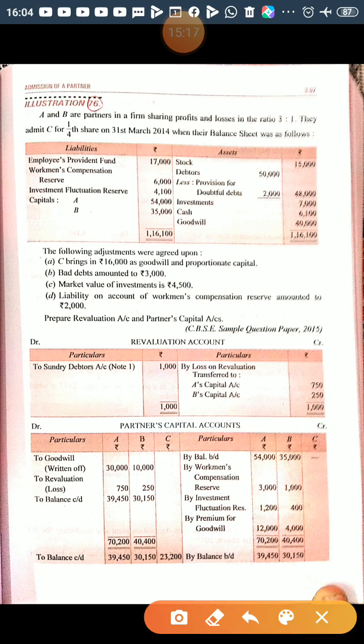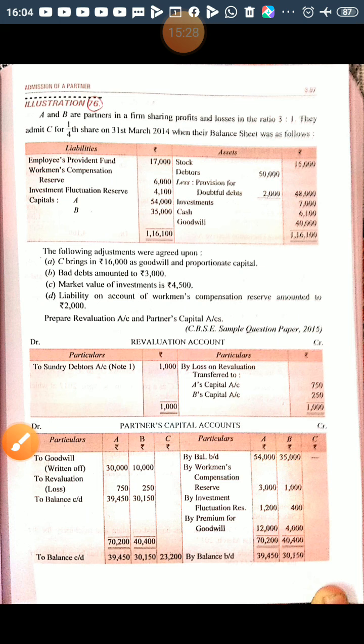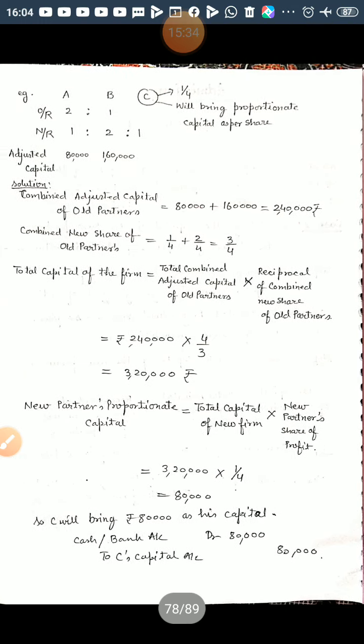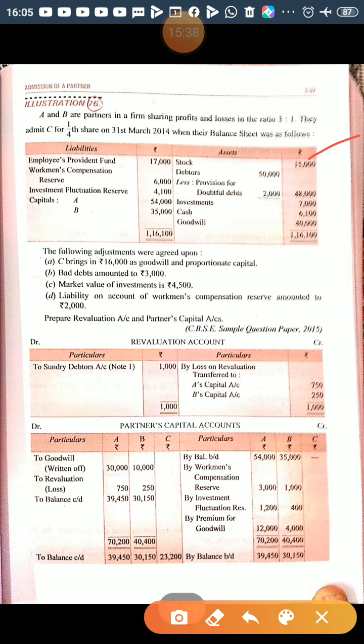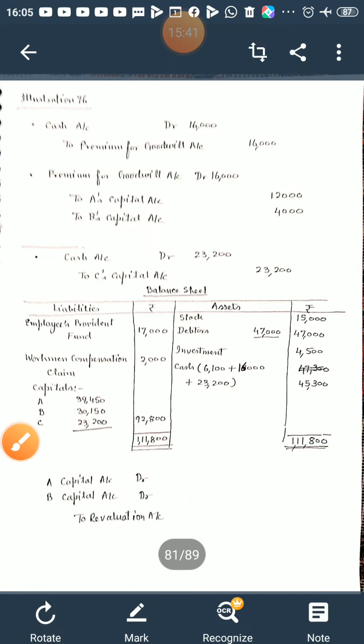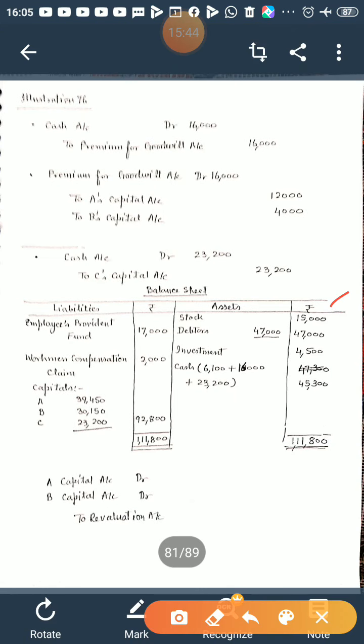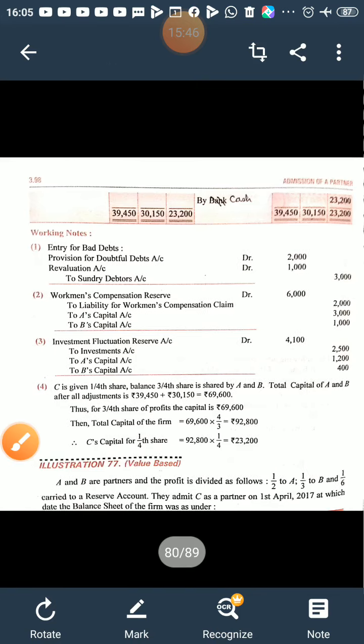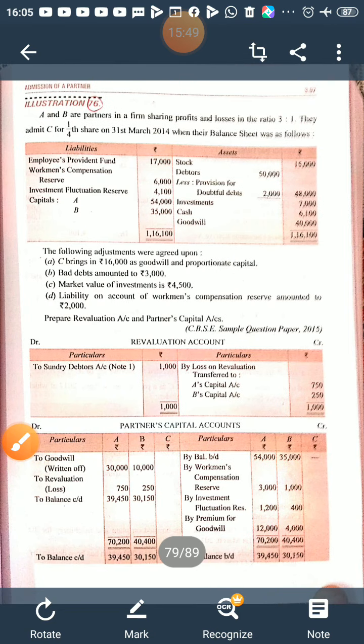Now the next amount is given, partners' capital balances, so you will bring down 54,000 and 35,000. Now next is stock. There is no change in the value of stock. There is no adjustment related to stock. So stock will be shown in the balance sheet as it is, 15,000, right?